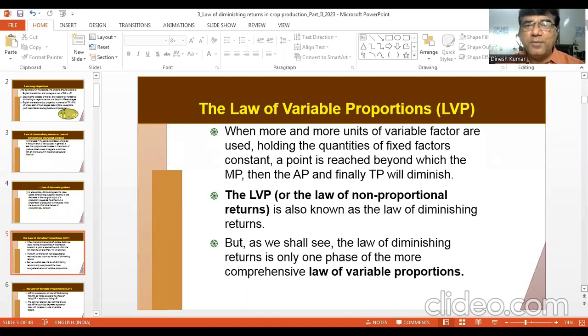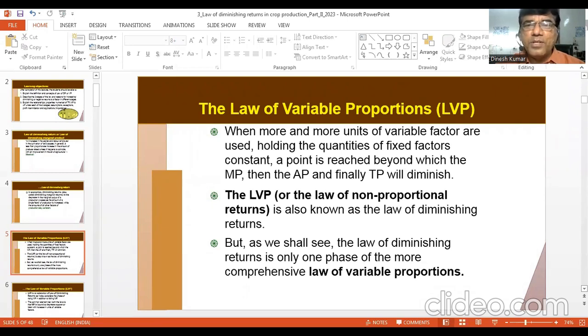The third stage is the law of diminishing return, which of course will come once stage 1 and 2 have passed. So practically, there is no difference between the law of variable proportion and the law of diminishing return. The only slight difference is in the explanation, how you explain it.